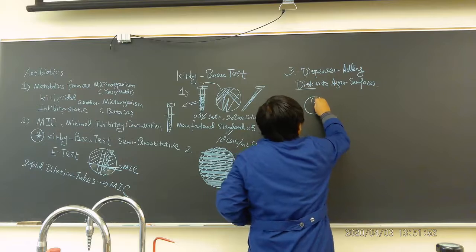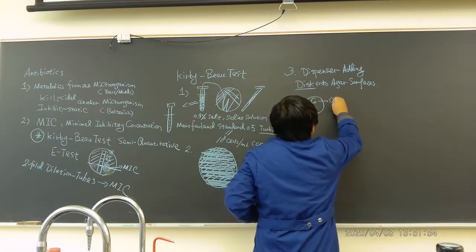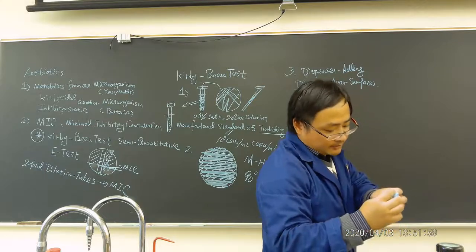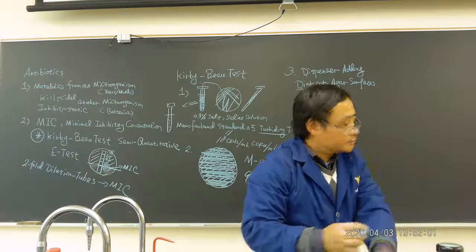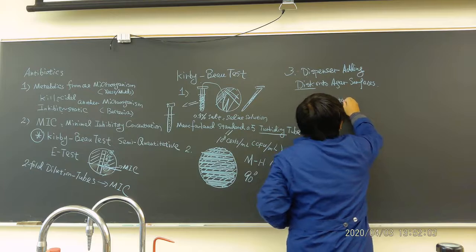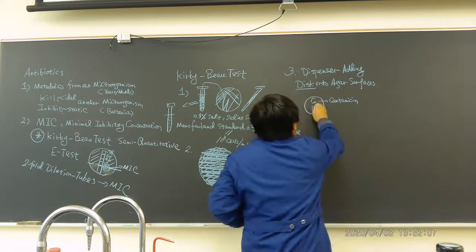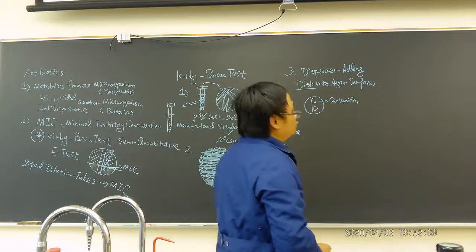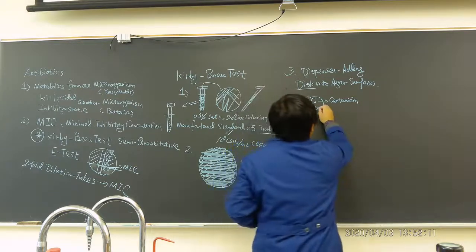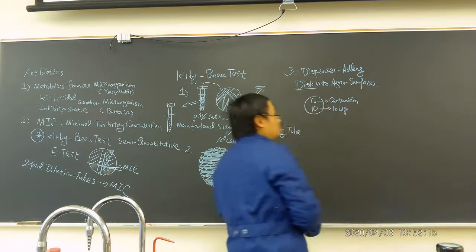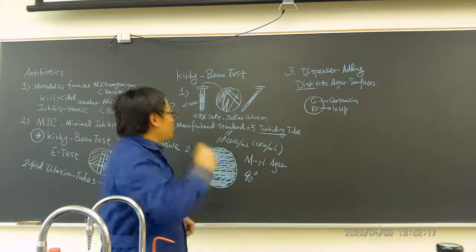Usually you write G, which means gentamicin. I'll just make sure its spelling is correct. So that's called gentamicin, and then you write a G, a 10. G represents gentamicin. This 10 is a concentration, 10 microgram. Okay? So you use a dispenser.